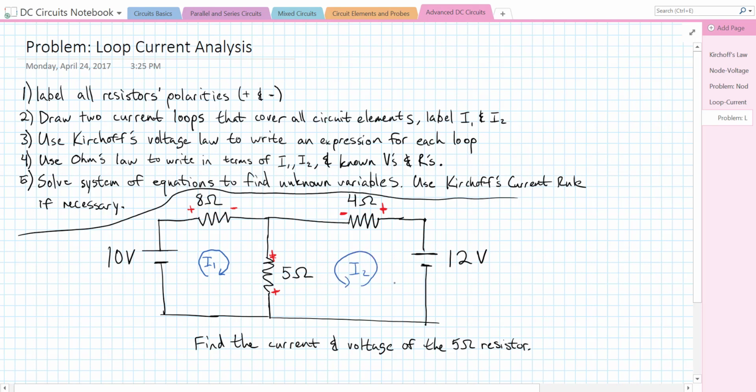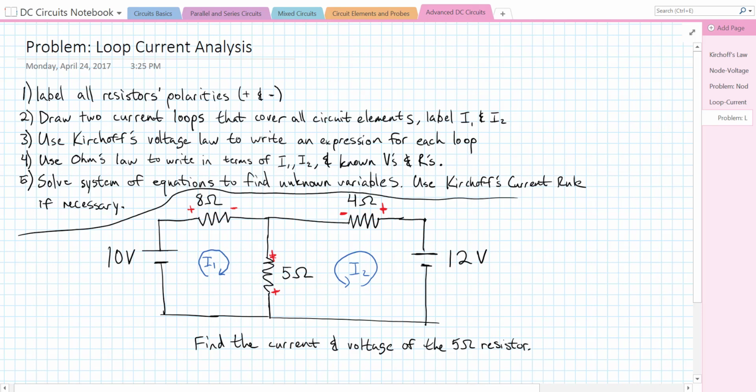Now I chose those directions so that it's the same direction as conventional current would be coming from this battery or this voltage source. That's because I think the direction is going to be that way. I don't necessarily know at this point, but hopefully it will be. And that way we'll end up with fewer negative signs. Okay, so here are our two current loops, and they do cover every single circuit element, so we are all set to move on.